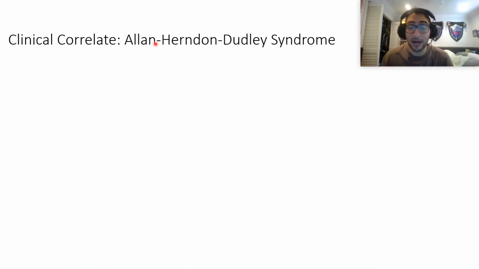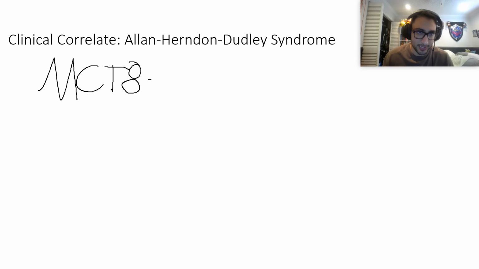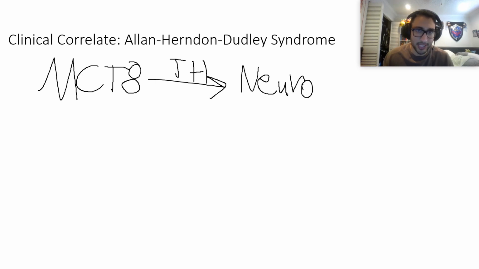So that brings us to our first clinical correlate, which is the Allan-Herndon-Dudley syndrome. And what this is, is that there is a transporter called MCT8 that brings the thyroid hormones, right? It brings the thyroid hormones into the neurons. MCT8 brings thyroid hormones into the neurons, okay?